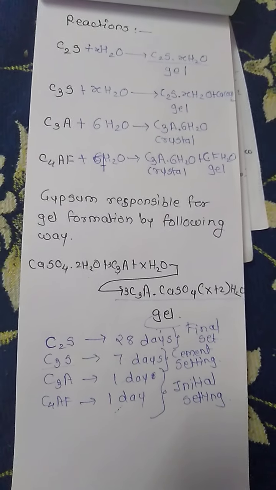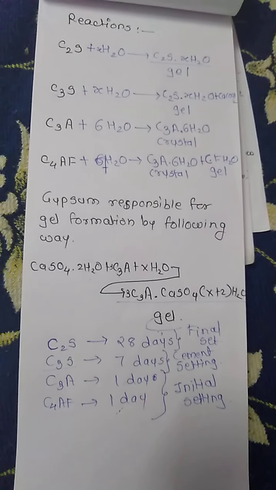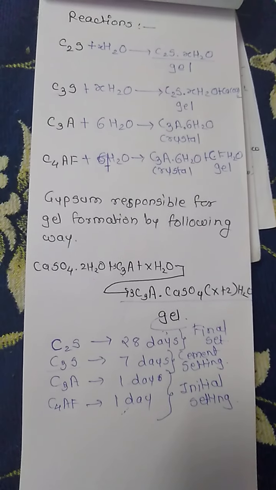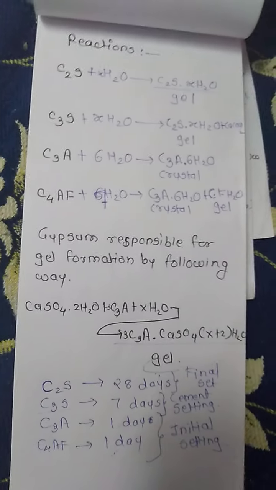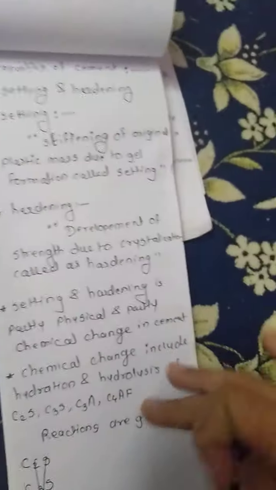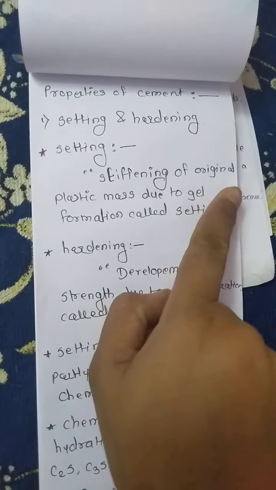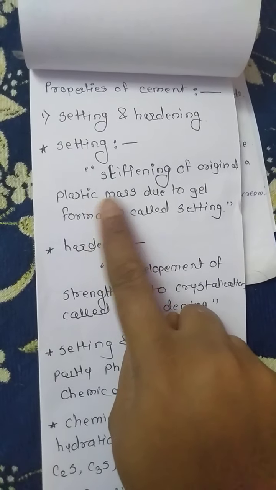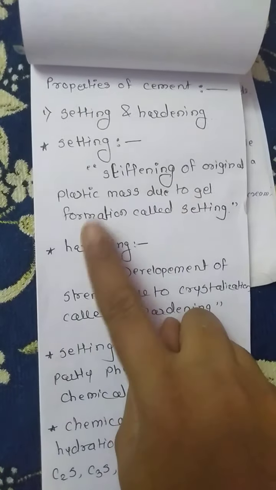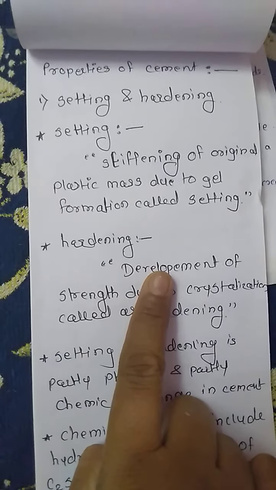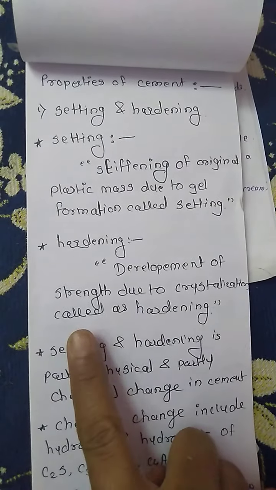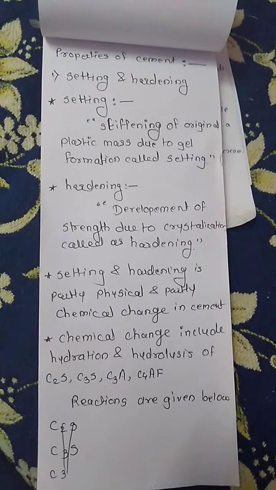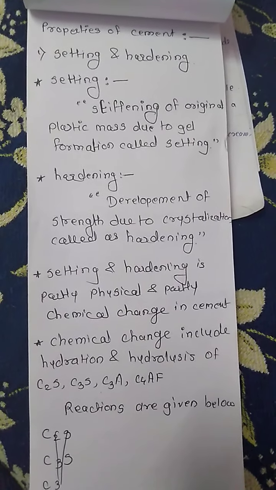I hope that all of you understand fully what is the meaning of setting and hardening, how it takes place, and which type of reaction takes place for setting and hardening. Okay, so one more time we see the definition of setting. What is setting? It is the stiffening of the original plastic mass, this mass formed by adding water in cement, due to gel formation, that is called setting. And what is hardening? Development of strength due to crystallization is called hardening. So these all are the most important properties of cement. Now the next property we can see in the next video lecture.